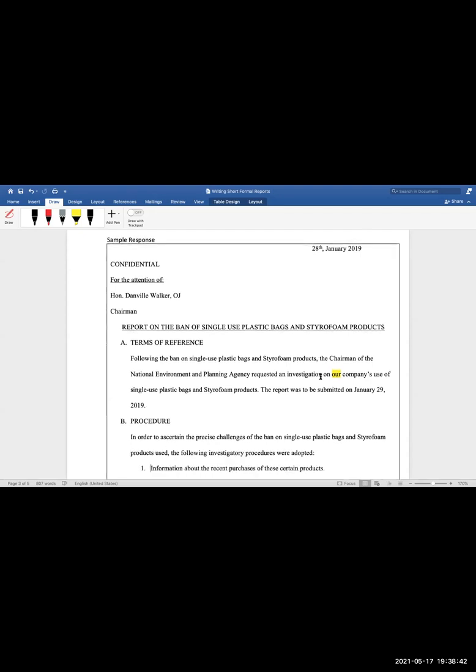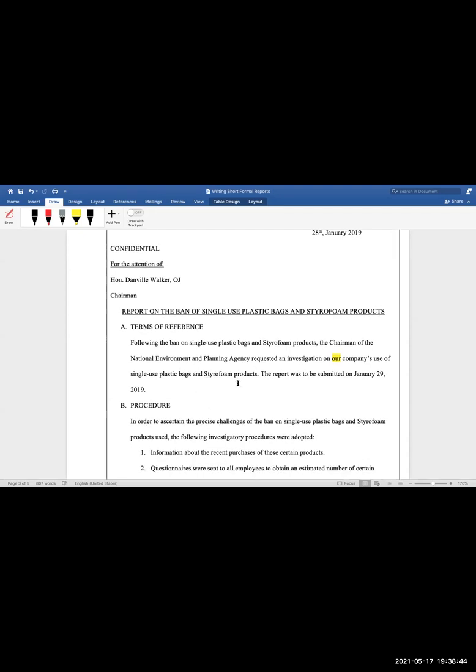All right. The terms of reference. You can tell me if you agree with these terms of reference or not. Following the ban on single-use plastic bags and styrofoam products, the chairman of the National Environment and Planning Agency requested an investigation on our company's use of single-use plastic bags and styrofoam cups. What I would have put here is the name of the company. I wouldn't have put our. The report was to be submitted in January 2019.